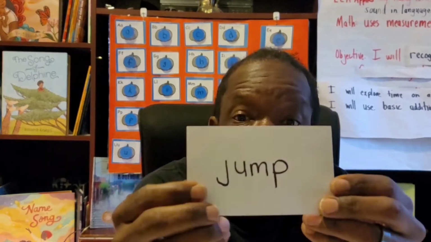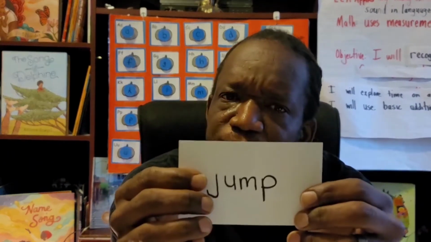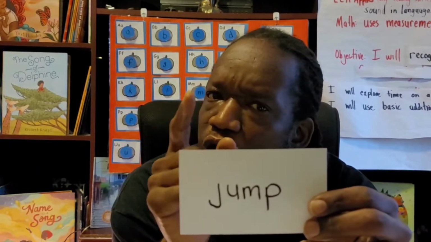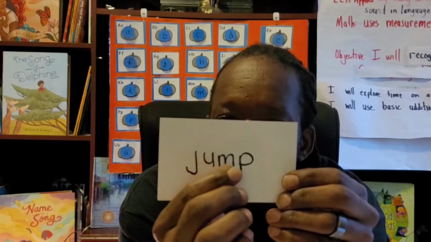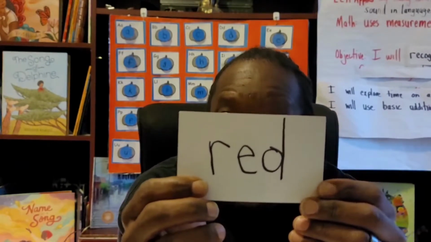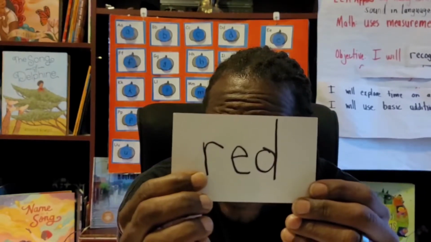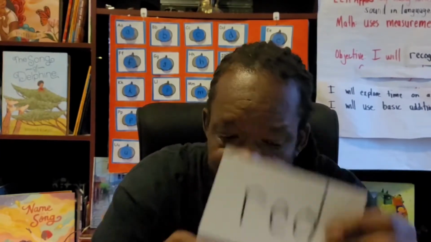What word is this? Jump. Jump, jump, jump. Did you jump up on your bed? Oh, let's spell jump. J-U-M-P. Jump. What word is this? It's a color word. Red. Yes. Let's spell red. R-E-D. Red. Did you have Kool-Aid today? Did you have a red blow pop today? Because I see your tongue is so red.